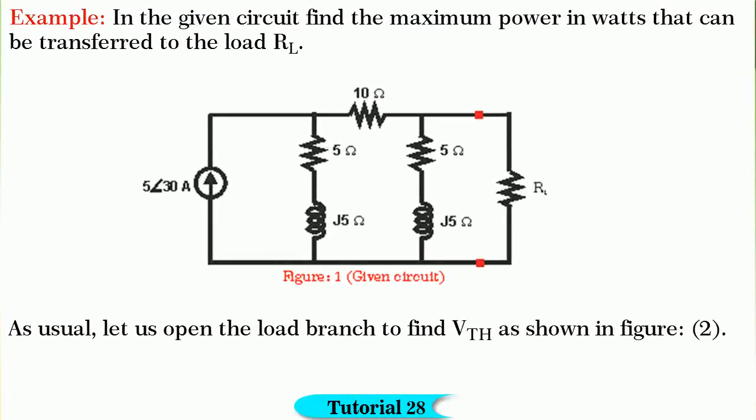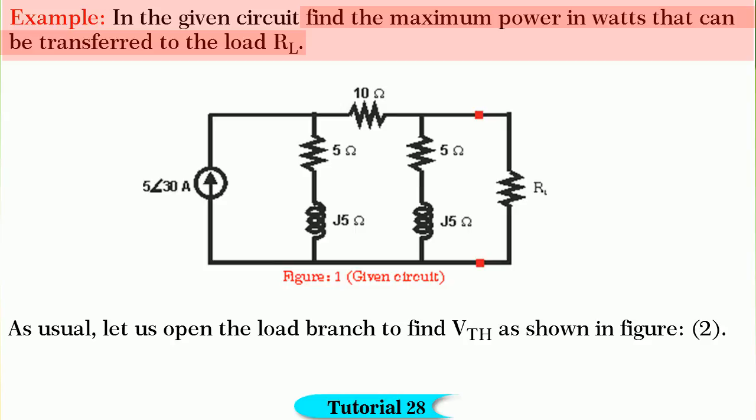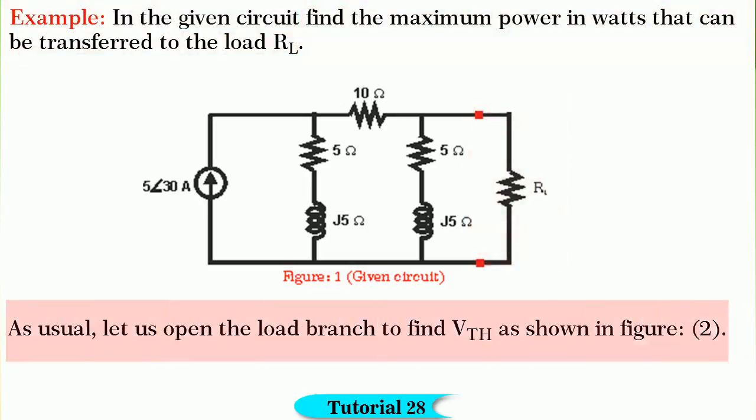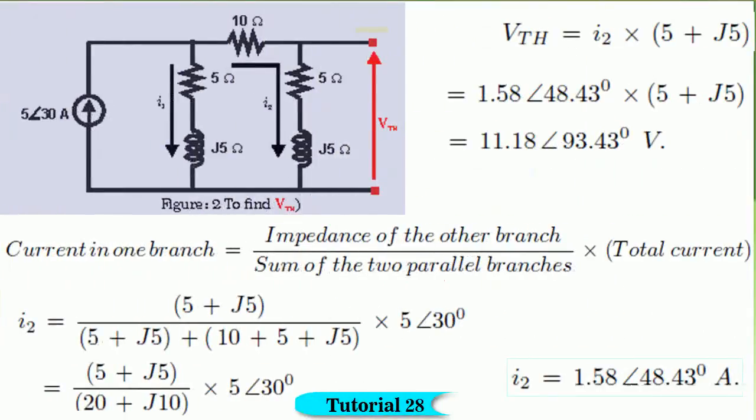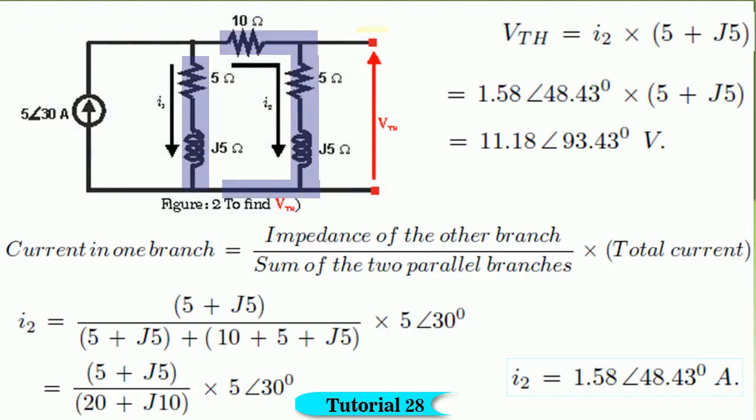Friends, finally, let us solve another problem to find the maximum power in watts that can be transferred to the load resistance RL in the circuit shown in figure 1. As usual, let us open the load branch to find V Thevenin as shown in figure 2. Observe the figure, you find that there are two parallel branches, one of 5 plus j5 and another of 10 plus 5 plus j5 across the current source of 5 angle 30 amperes.